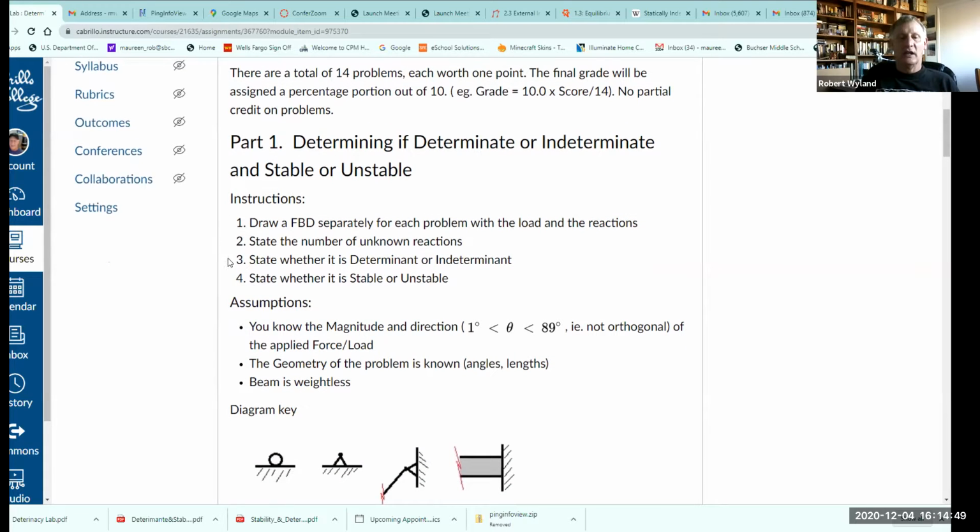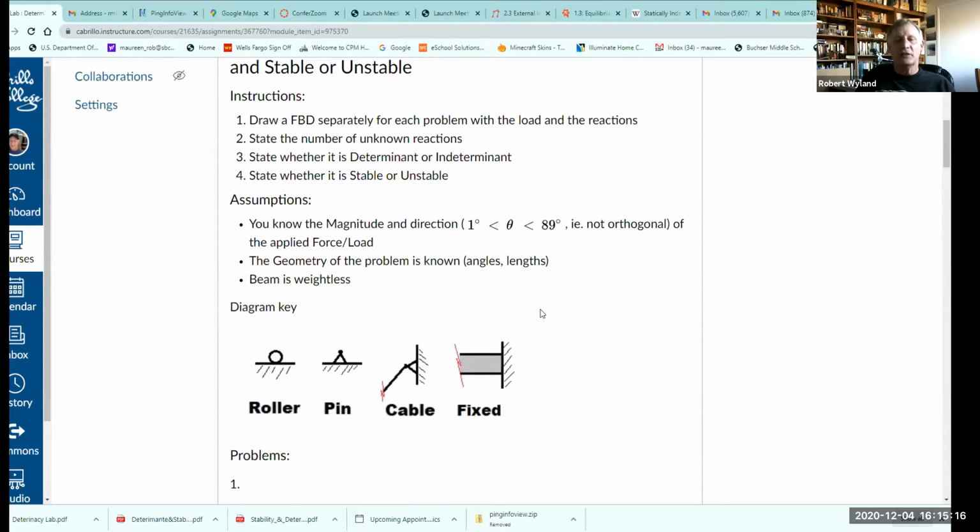And for each of the first 10 problems, I want you to draw a free body diagram separately and show the loads and reactions. I want you to state the number of unknown reactions in each problem. So again, you've been doing this all along. There's nothing new there. The only thing that's different now is that you're going to state whether it's determinate or indeterminate or stable or unstable. I misspelled that, so excuse me. Spelling has never been my forte.